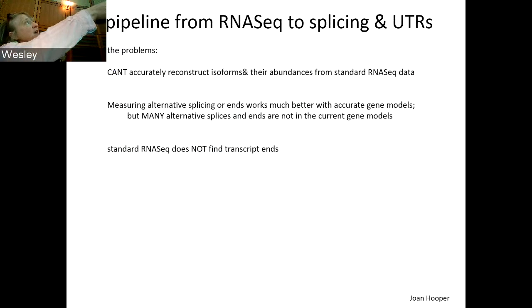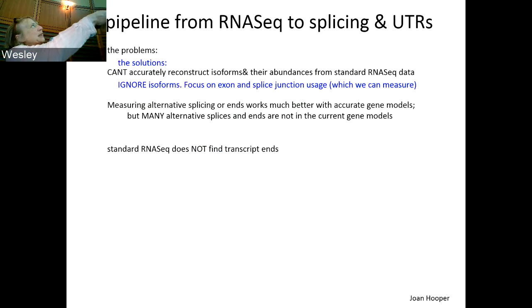Beyond that, to accurately measure this stuff, you need really good gene models. And the gene models that we have right now just aren't good enough. They don't accurately reflect what's out there. And beyond that, from our standard RNA-seq data, we need to be able to find the ends. And so there are solutions for all of these problems.